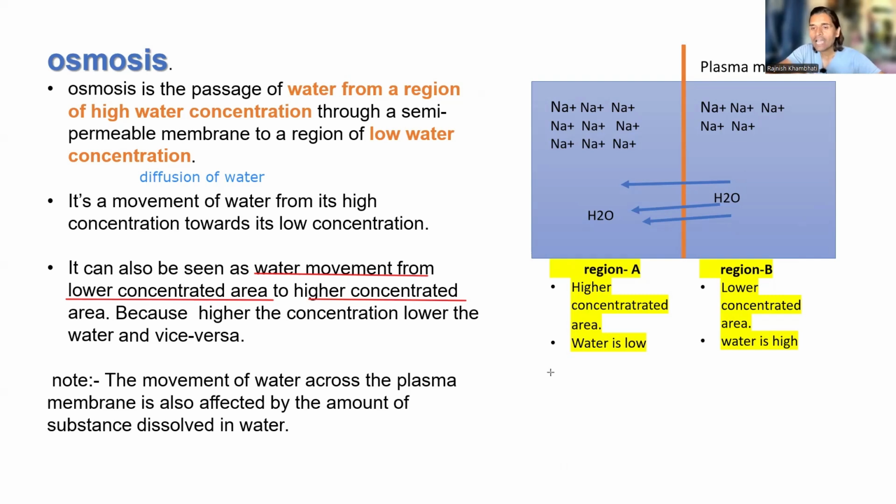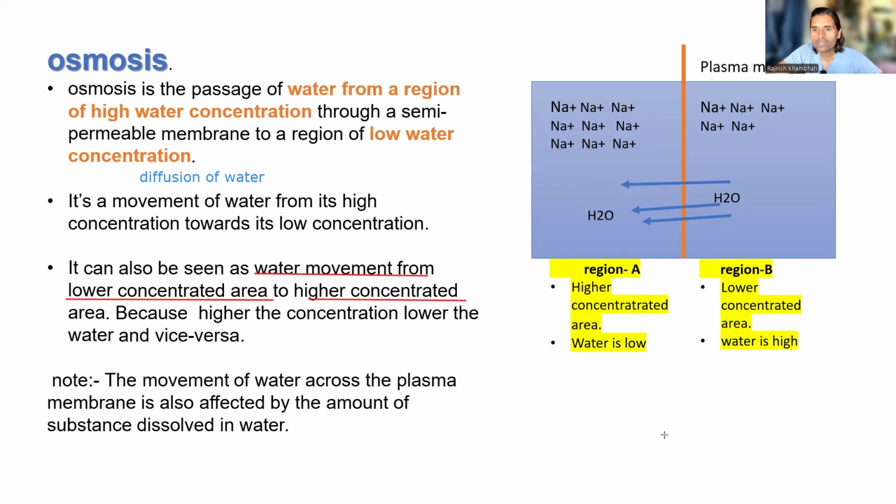Now, see the diagram. Which region is called the higher concentrated area and which region is called the lower concentrated area, and why? See, region A. Region A is having so many Na plus. Sodiums are there. So that is why this region is called the higher concentrated area. And region B is having only 5 Na plus compared to region A. It's called the lower concentrated area of Na plus. So this is area-wise concentration we are just saying.